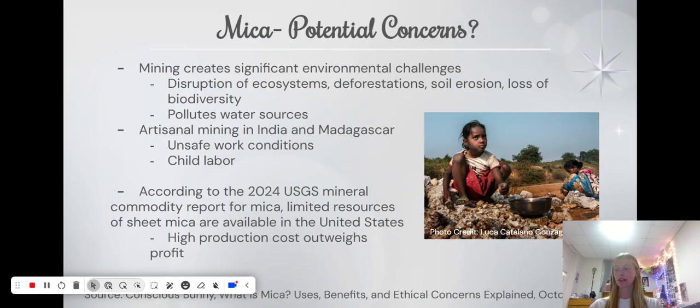More so, most mica in India and Madagascar is produced by artisanal miners, and often these miners experience unsafe conditions. Furthermore, these areas have a history of using child labor in mica mining. Finally, the United States Geological Survey notes that limited resources of sheet mica are available in the U.S. Additionally, the high cost of labor required for mining and processing of sheet mica makes it sub-economic for U.S. domestic production. All these factors create potential concerns for the continuation of mica mining.